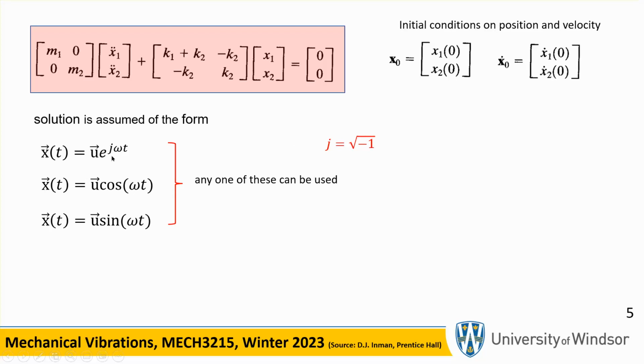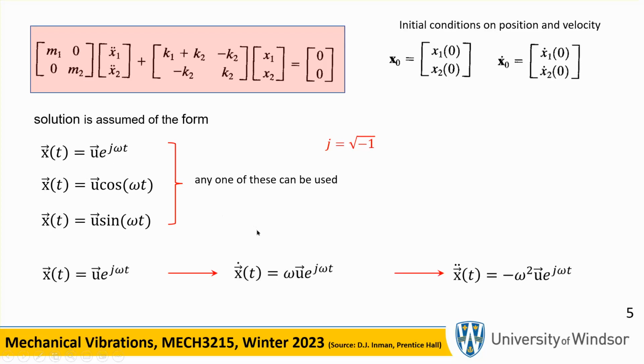Now, this is not coming out of nowhere. There is something called Euler's formula: e to the j omega t is cos omega t plus j sine omega t. That's called Euler's formula, okay? So let's not get hung up on this. Either the top one, the middle one, or the last one.